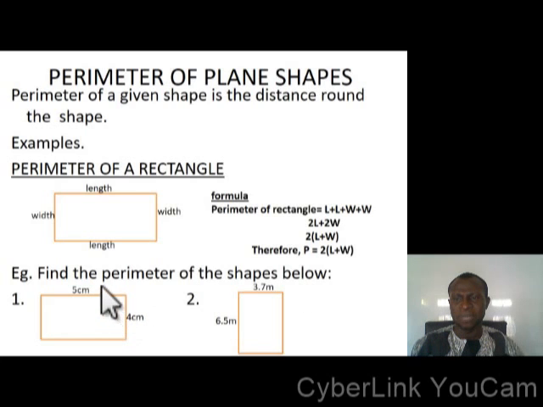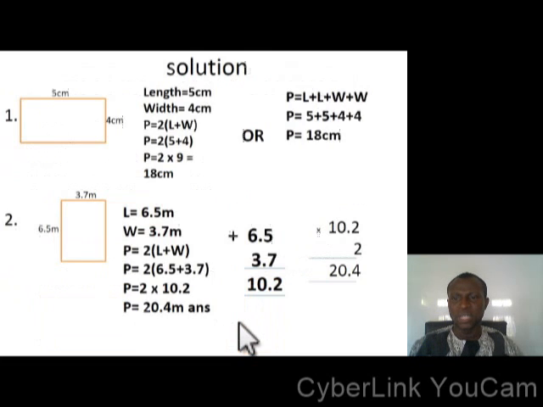Then we have some examples here. Find the perimeter of the shapes below. Number 1, you have 5 as length, 5 centimeter. Then the width is 4 centimeter. Then number 2, you have 3.7 as the width, then 6.5 as the length here. Now let's give solution to these questions. Number 1, we have the length. I advise you to always bring out the information about that particular question before you start solving.